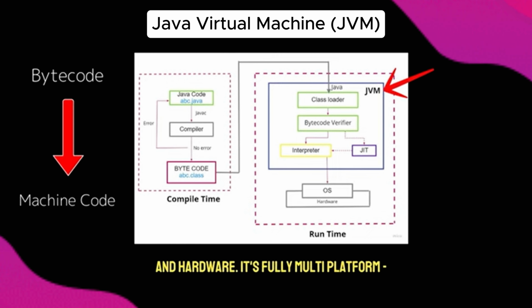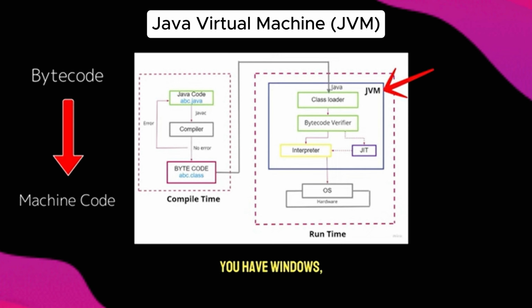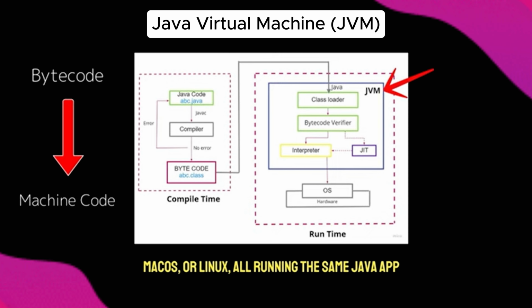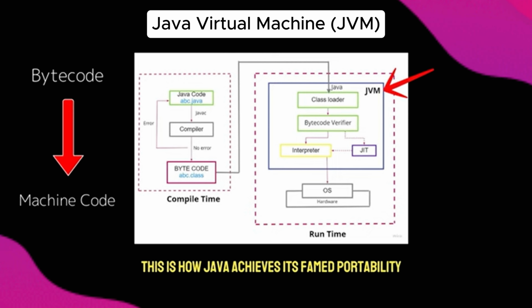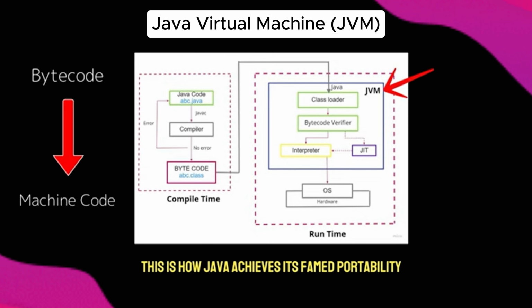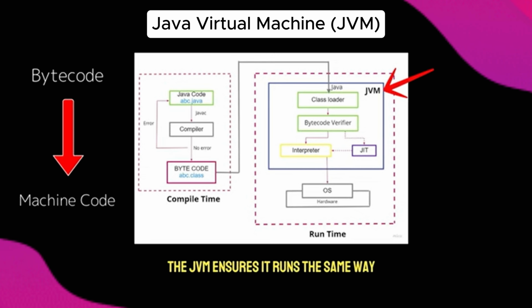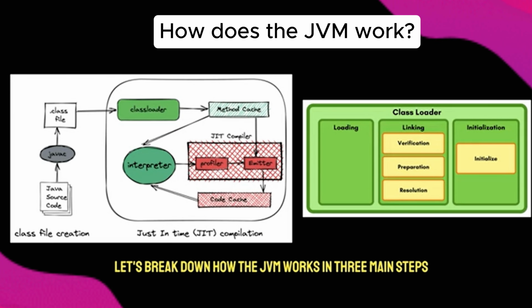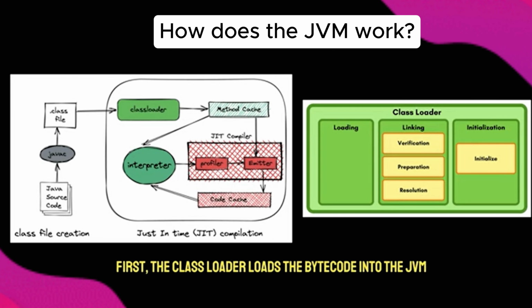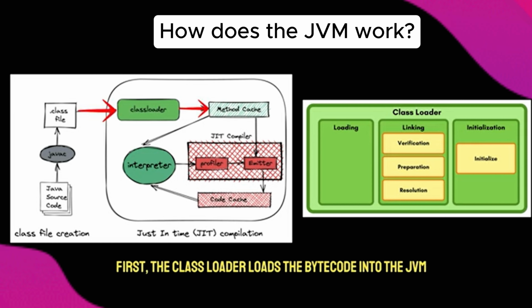It's fully multi-platform. You have Windows, macOS, or Linux all running the same Java app. This is how Java achieves its famed portability. No matter where you run your code, the JVM ensures it runs the same way. Let's break down how the JVM works in 3 main steps. First, the class loader loads the bytecode into the JVM.